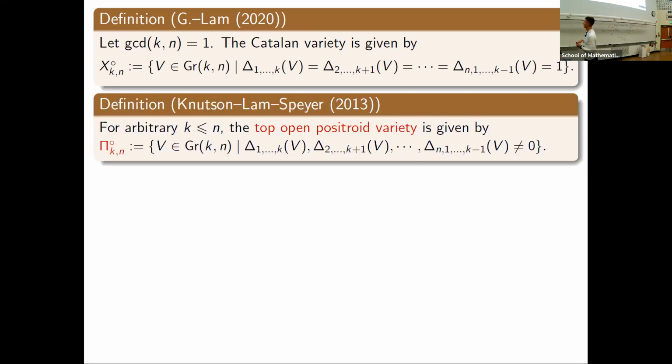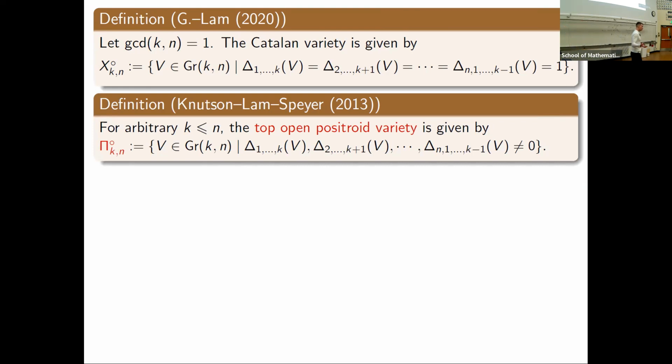So here's the definition. I'm only going to consider open Positroid varieties. Here's the special one: it's the unique top dimensional open Positroid variety. And this is just given by the subset of the Grassmannian, an open dense subset where the cyclically consecutive maximal minors are all non-zero. And this is defined for any k and n, not necessarily coprime.